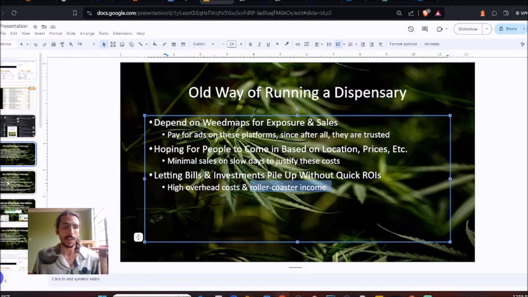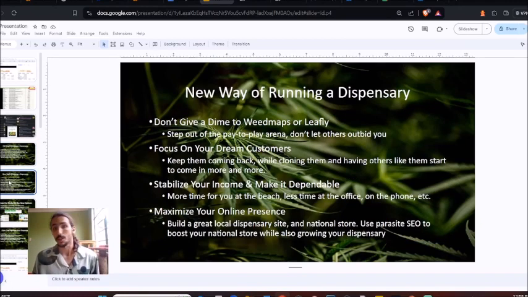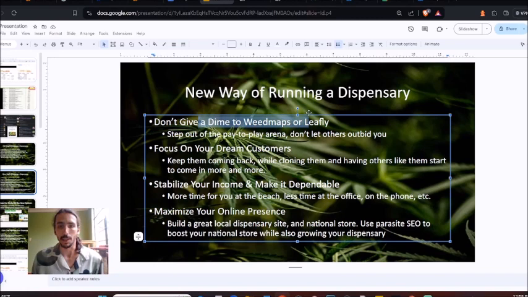What we are offering is a way to stabilize and get consistent income for your dispensary. There are four steps to doing this. First things first, we do not depend on Weedmaps and Leafly.